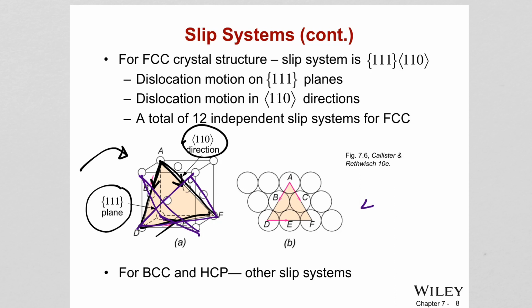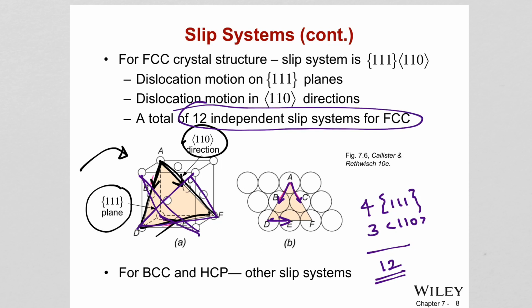So 4 of these 111 planes are possible for each unit cell. And each 111 plane we just saw has 3 of these most densely packed directions, which is 110, right? 3 of these 110. So that gives us the combination of 12 slip systems in the FCC structure.